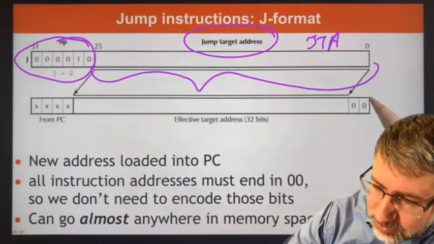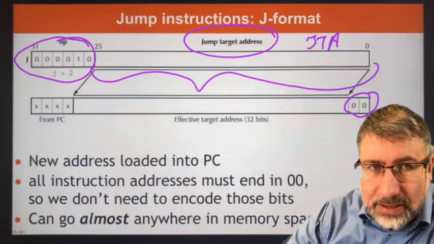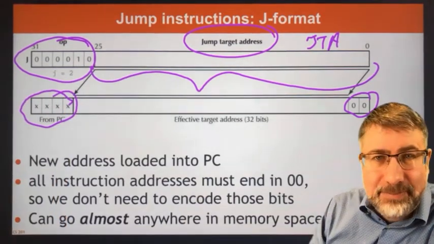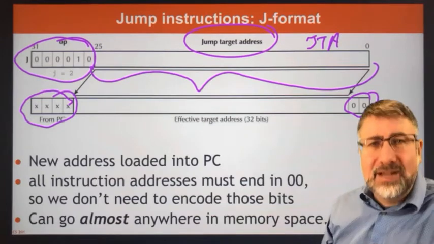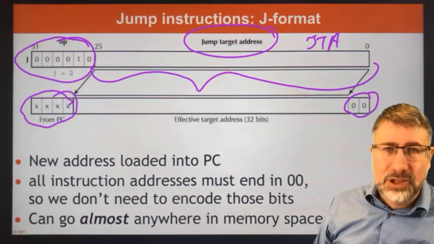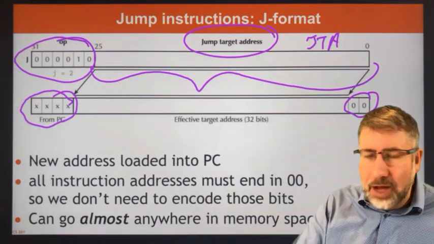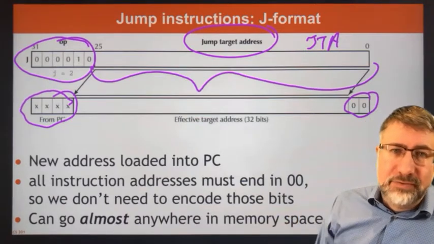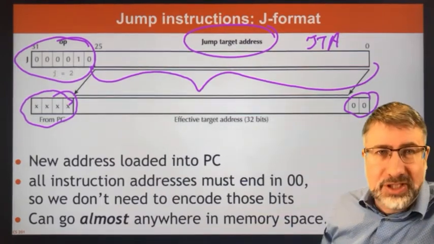We're going to take 00 at the bottom because every instruction is word aligned. And then we're going to just say the current value of the program counter, whatever that happens to be, we'll take the top 4 bits, and that'll be good enough. That'll get us most of almost anywhere in the complete memory space. It won't get us everywhere, right? If our new address starts with something other than whatever the current program counter is at, then we're going to need a different way to do this. But for now, this will be good enough. And so for most jump instructions, this is what we will do.